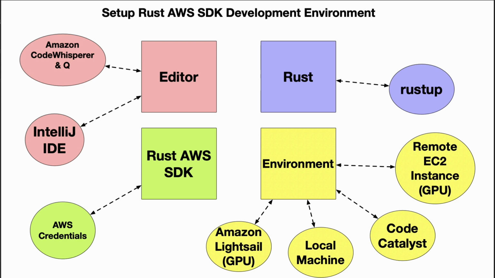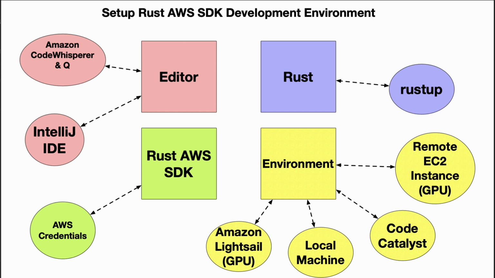There also is the remote EC2 instance. So if you need a big, powerful machine, this is one of the most cost-effective ways to develop: you could actually spin up an EC2 instance and then connect your remote editor to it. There also is the local environment, right? If you have access to a GPU, if you have a powerful local machine, you can also set up Rust and the AWS SDK. And then there are these cloud-based development environments.